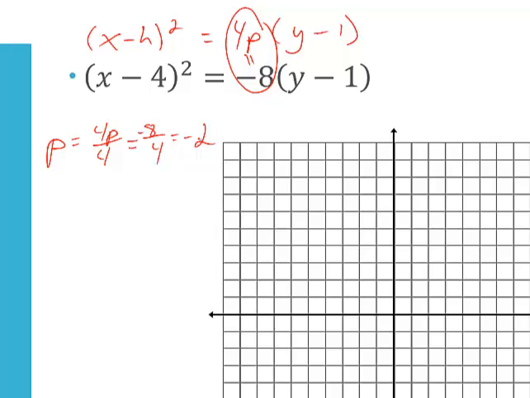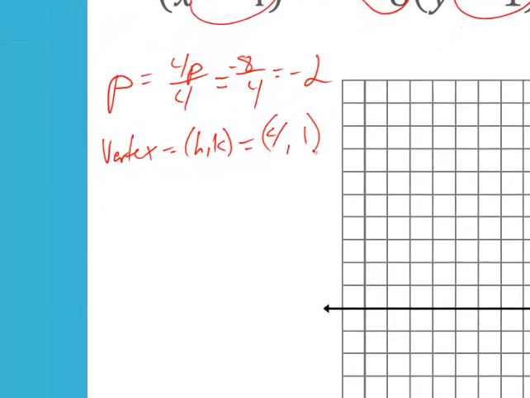Now let's go ahead and find our vertex. Our vertex would just be (h, k), and h and k are this and this. Remember to take the opposite sign. So our (h, k) would just be positive 4, positive 1.